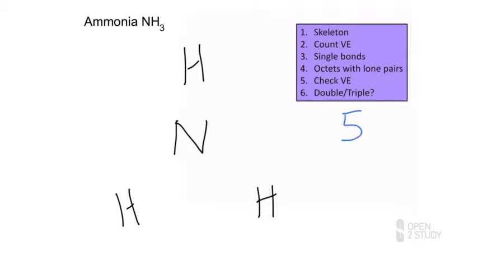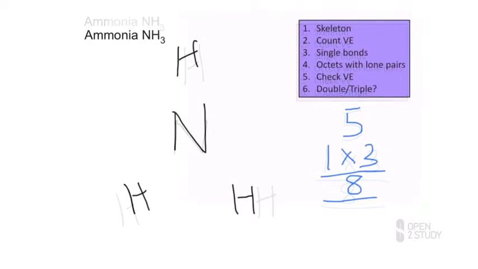The hydrogens are in group 1, so they each contribute 1, and there are 3 of them. 5 plus 3, we have 8 valence electrons that we're going to be using in this Lewis structure. The next step in drawing our Lewis structure, we join up all of the surrounding atoms to the central one using single bonds. So a single bond between the nitrogen and all 3 hydrogens.